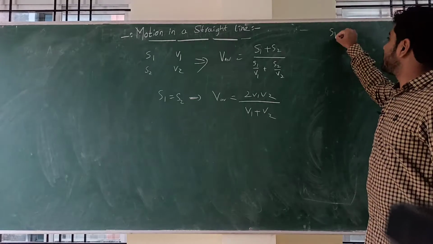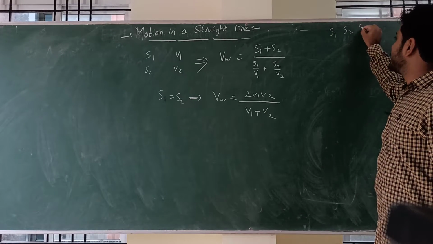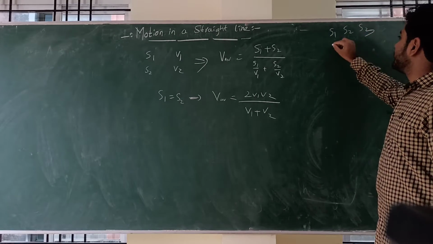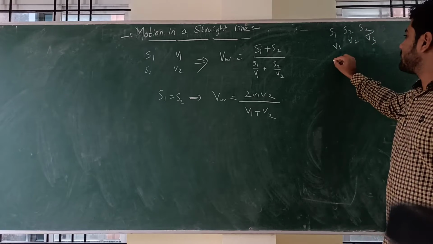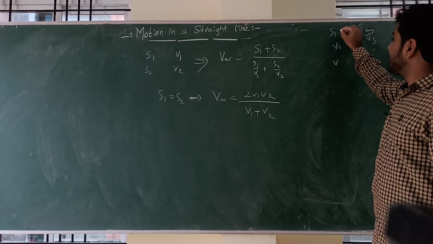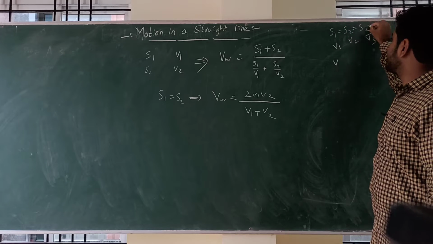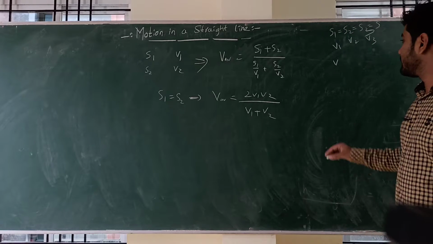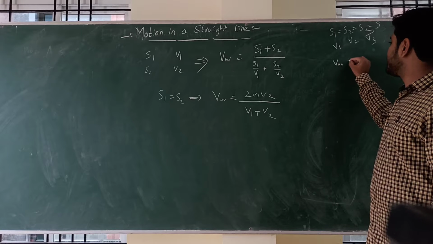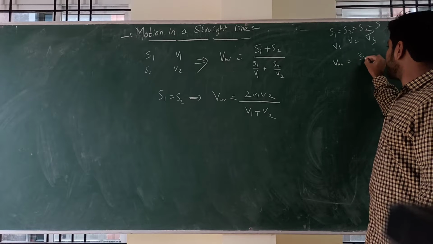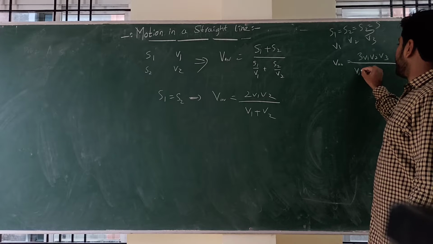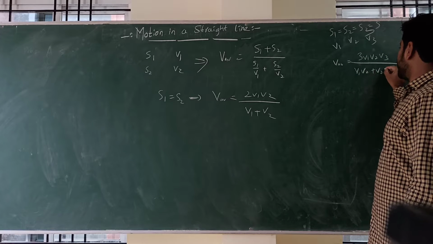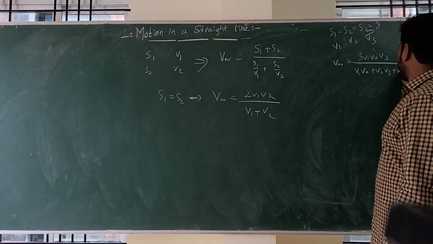If the body is traveling distances s1, s2, s3 with speeds v1, v2, v3, and s1 is equal to s2 is equal to s3 is equal to s, then what is the formula for the average speed? Average speed is equal to 3 v1 v2 v3 divided by v1 v2 plus v2 v3 plus v3 v1.